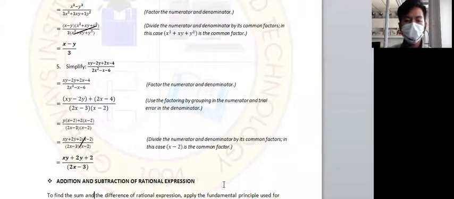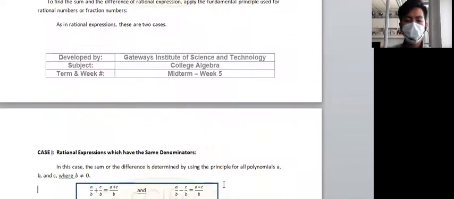So, how about in addition and subtraction of rational expression? To find the sum and difference of the rational expression, we need to apply the fundamental principle used for rational expressions or rational numbers. As in rational expression, there are two cases. Case number 1 po natin, we have rational expression which have the same denominator. Ibig sabihin daw po, yung rational expression po natin, magkaparehas po sila ng denominator. So, dun po papasok yung case number 1 po natin.